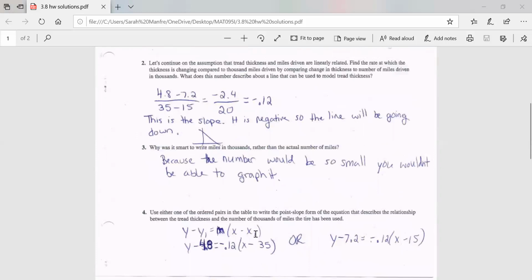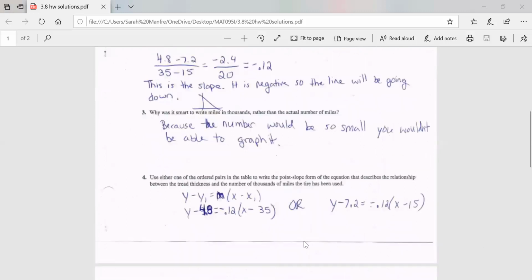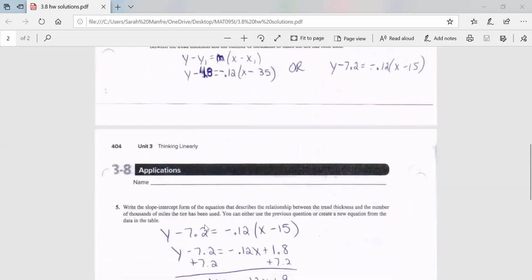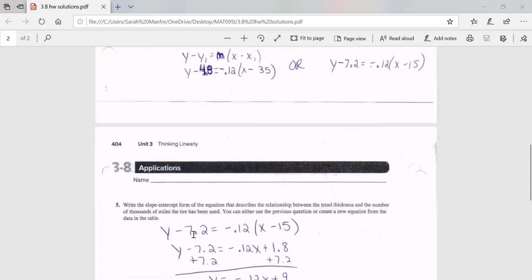Okay, so now we're going to do point-slope form. So here's the point-slope form: y minus y1 equals m times x minus x1. I know my slope is negative 0.12, so that came here. And then we have another point. I used the point where x is 35 and y is 4.8. So y minus 4.8 equals negative 0.12 times x minus 35. Or you could write it like this. Both are correct. It does not matter which one you have, but just make sure you have one of those correct.